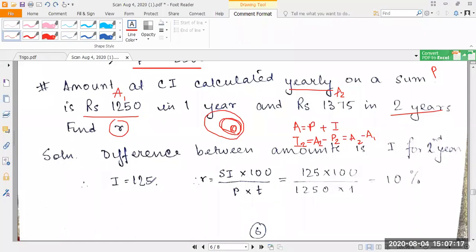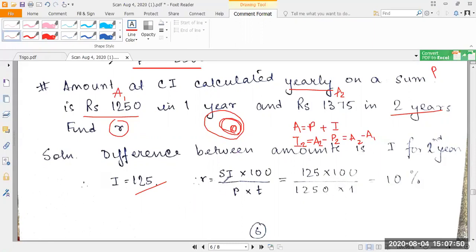So the interest for the second year, I, is 125, because you see, I skipped that step. I deducted 1250 from 1375. So the interest for the second year is essentially 1375 minus 1250. If you calculate, you get 125. So that's the interest for the second year. Now what I do is I use the calculation for simple interest. That's the part of the compound interest that is being calculated on a simple basis.